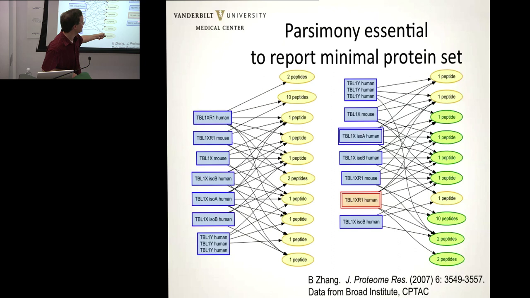And in this case, the software recognizes this human protein as explaining all of these green peptides. So this peptide, this peptide, this peptide, these 10, these 2, and these 2. Now, that doesn't explain all the peptides here. So we still need to invoke other proteins to explain these three peptides. And in this case, the software recognizes this other human protein that explains all of the remaining evidence for peptides.